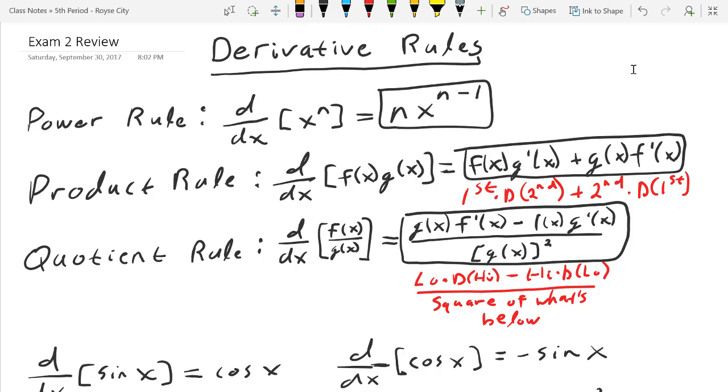There's the product rule, which goes first times the derivative of the second plus the second times the derivative of the first. We have the quotient rule that goes low d high minus high d low all over the square of what's below.